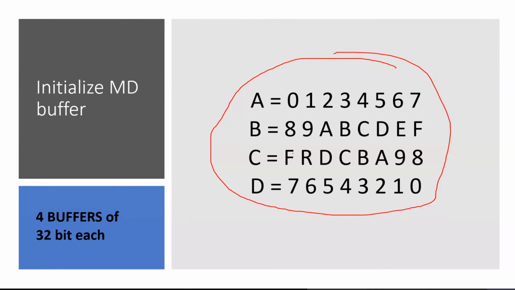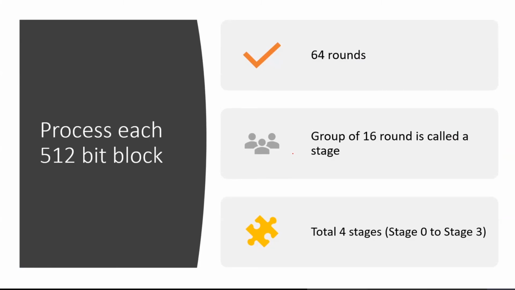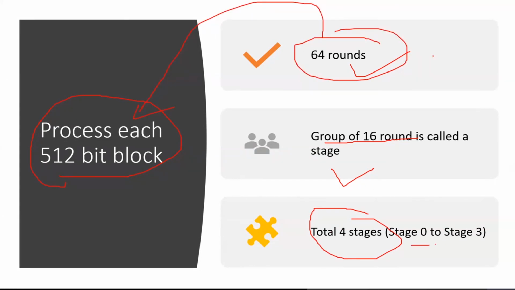Let us move forward. We process each 512 bit block in 64 rounds. A group of 16 rounds is called a stage. So how many stages are there in total? There are 4 stages, from stage 0 to stage 3. Now what is the process? What happens within the 64 rounds? We have to see that.